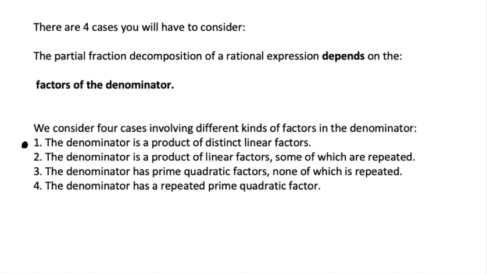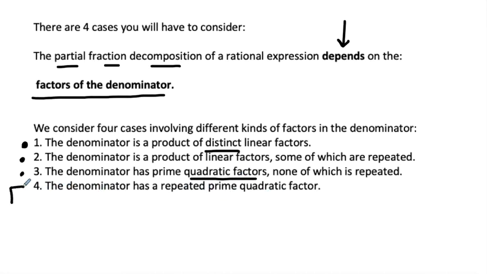Now, it is important to notice that there's 4 different cases, which means that we have to be really careful. To do this partial fraction decomposition, the case that you use is going to depend completely on the factors of the denominator. And there are 4 cases that we could have. We could have the denominator is a product of distinct, or meaning different linear factors. The denominator is a product of linear factors, some of which are repeated. The denominator has prime quadratic factors, or the denominator has a repeated prime quadratic factor.